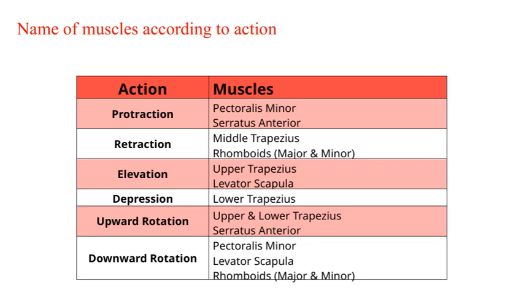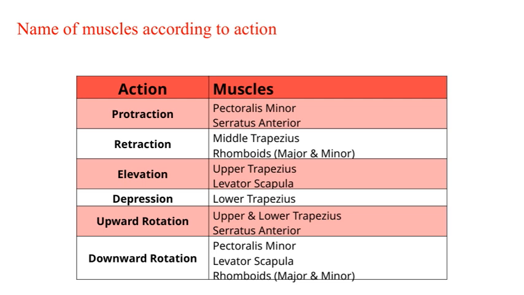All right, let's take a closer look at the muscles involved in different shoulder actions. When the scapula protracts or moves forward around the rib cage, the key muscles are the pectoralis minor and the serratus anterior. These muscles work together to pull the scapula forward and around the thorax, which is important in reaching or pushing movements. For retraction, or pulling the scapula back towards the spine, the main players are the middle trapezius and the rhomboids, both major and minor. These muscles retract the scapula, bringing the shoulder blades closer together, which is crucial for posture and pulling motions.